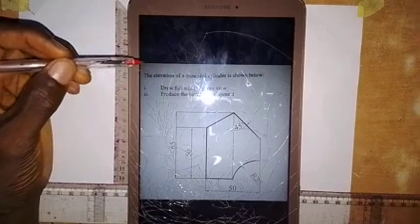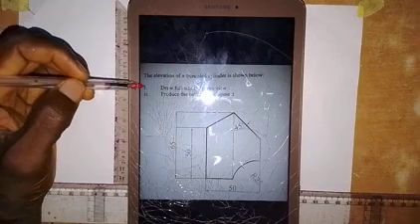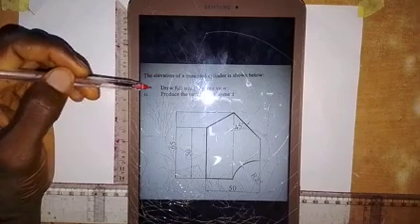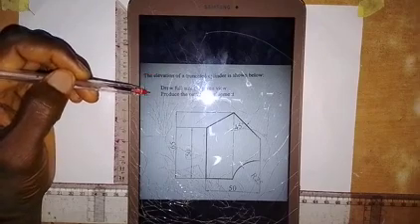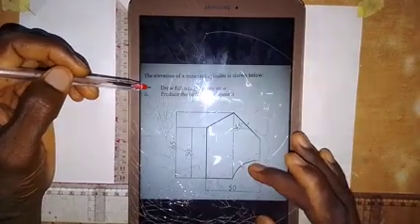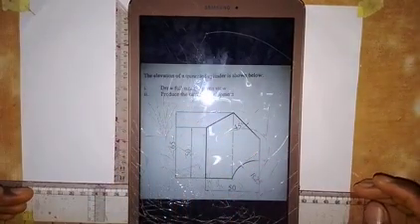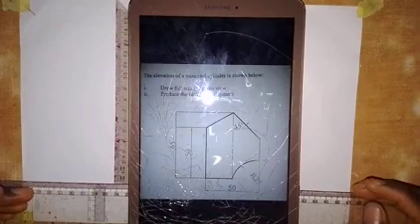Here we are going to solve this problem. We are instructed that the elevation of a truncated cylinder is shown below. Question one says we should draw full size the given view, and question two says we should produce the pattern development of this particular object. If you look at it, it is a truncated cylinder.